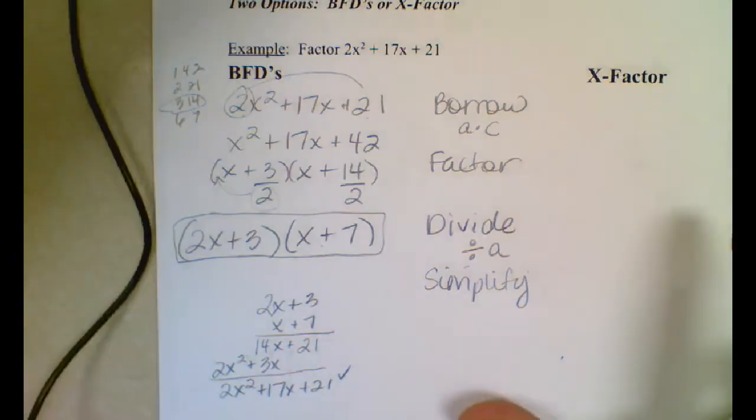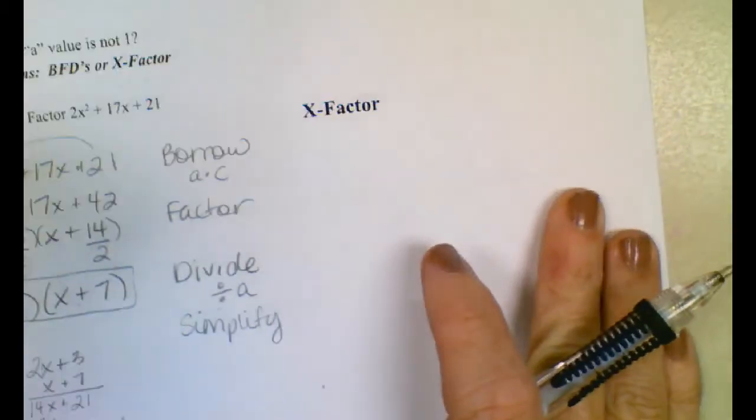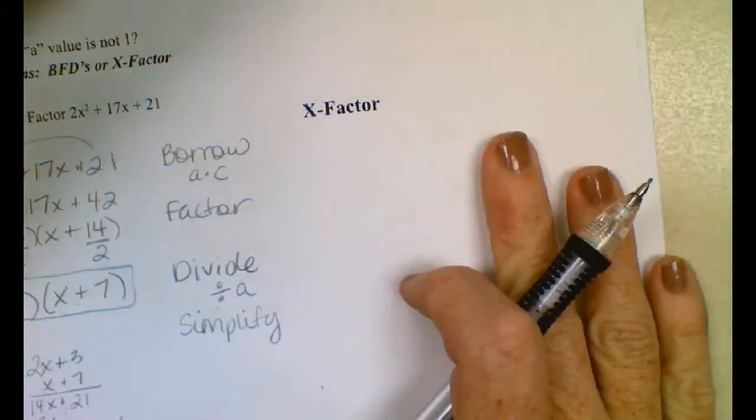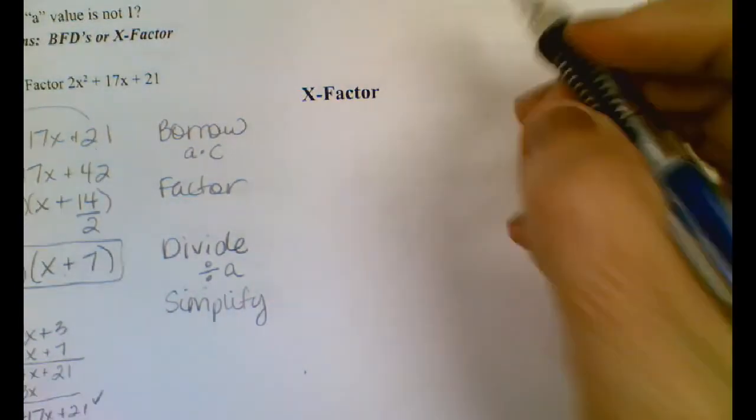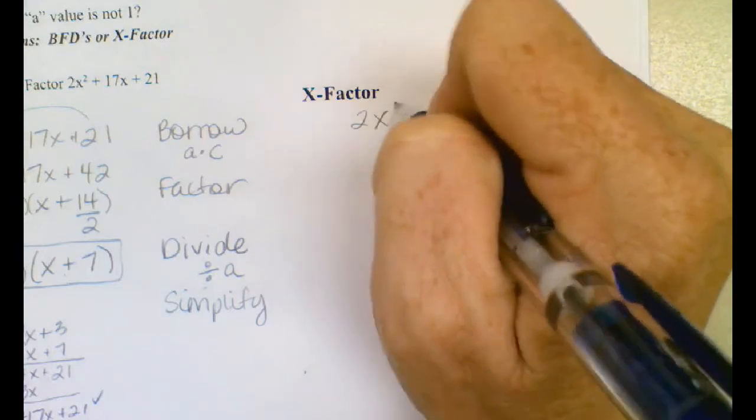Okay, so the other method I'm going to show you is something that I call X factor. I think Mr. Rowe calls it star method. You can call it whatever you want as long as you can do it correctly. So I'm going to start with that same function.